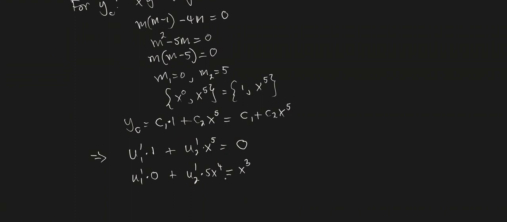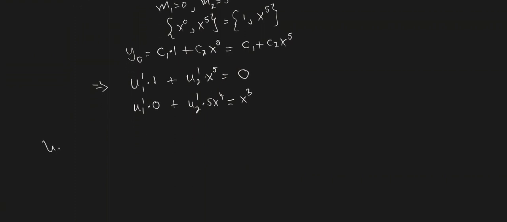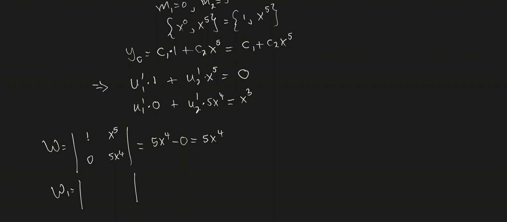All right. Now, determinant time. So 3 determinants. For w, we will have 1, 0 as the first column, and then x to the fifth and 5x to the fourth. That works out to be 5x to the fourth minus 0, which is 5x to the fourth. Let's see what our w1 is. For w1, replace the 1, 0 with the column 0, x cubed, and the second column remains the same. Our determinant calculation gives us 0 minus x to the fifth times x cubed, that's x to the eighth. So we have a negative x to the eighth.